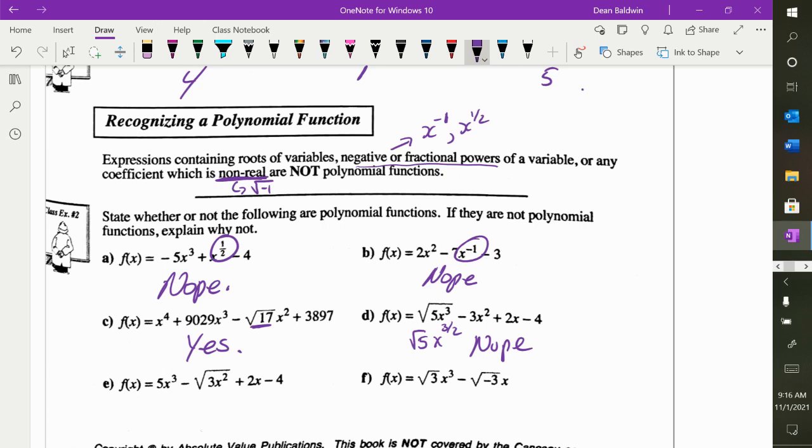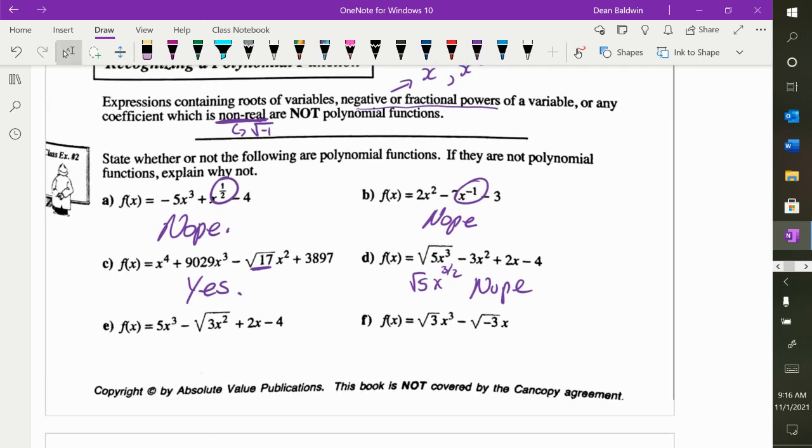And E? Oh, wait, no. I see. E's a trick. It's root 3 x squared to the power of a half. What's x squared to the power of a half? So it's just negative root 3x. So this is a polynomial. And F? No. It's got a negative square root. You can't square root a negative number. That becomes imaginary or non-real. So, nope. Is that okay?